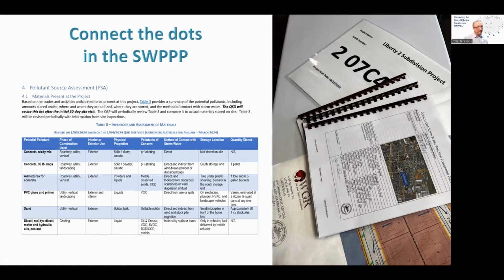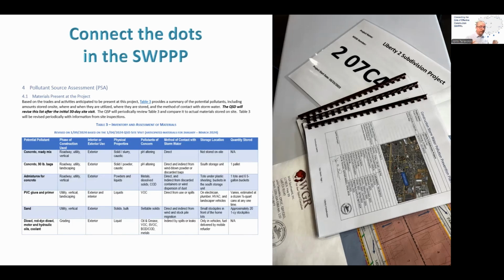And then remember what that permit said is not just the materials, but what's the nature of the material? Is it a powder? Is it a liquid? Does it have direct exposure to stormwater or indirect exposure to stormwater or both? Well, what would be an example? Let's take stucco. Stucco usually comes in bags.